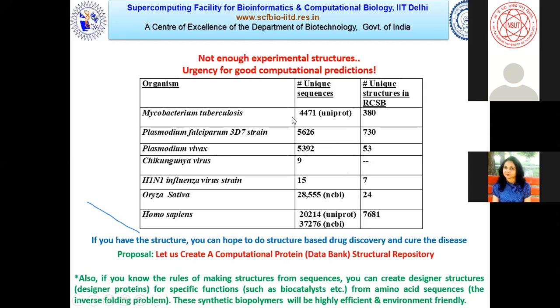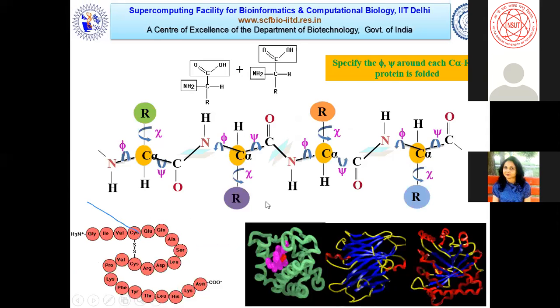This is tuberculosis, so 4,000 sequences, only 380 structures. Human, I just mentioned, 7,000. This is the rice genome. You want to know more about rice? 24 structures out of 28,000 sequences. This is no good, right? These are gene sequences, protein sequences, and there is some story with chikungunya and other pathogens as well, right?